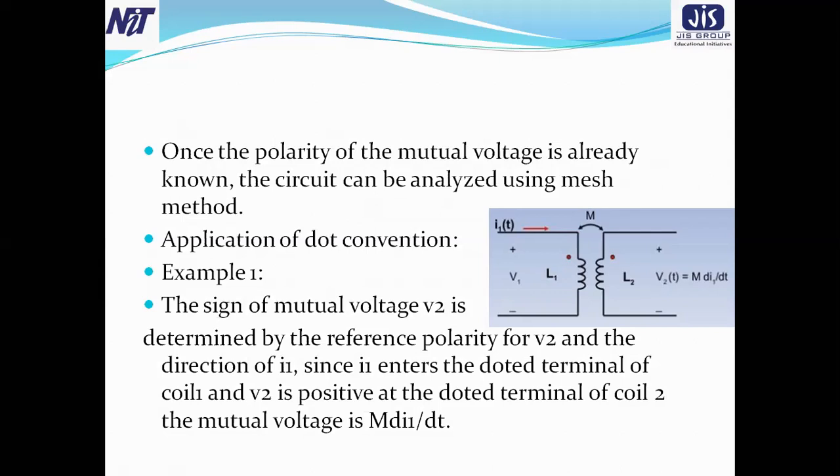Application of dot convention, example 1. The sign of mutual voltage V2 is determined by the reference polarity for V2 and the direction of I1. Since I1 enters the dotted terminal of coil 1 and V2 is opposite at the dotted terminal of coil 2, the mutual voltage is M di1/dt.